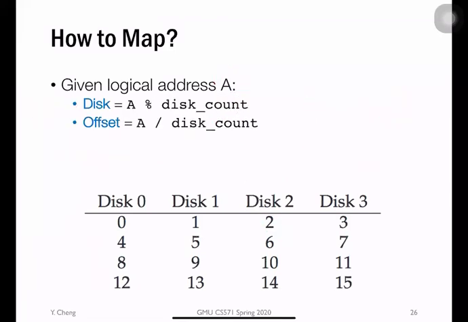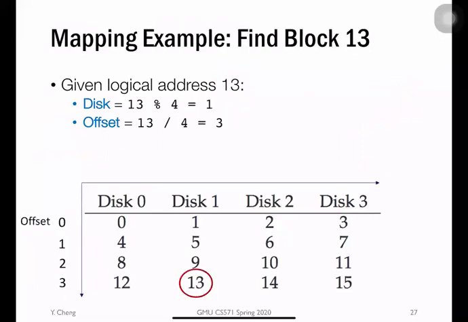As the next example, if you want to calculate which disk logical address 13 belongs to and which offset, the modulo remainder gives you 1. So that means it belongs to disk number 1, which is the second disk. Since it's located over here, you can just eyeball it. You spot it over here, right? In terms of offset, you divide by 4, because we have a total of 4 disks. It gives you 3. So that means it belongs to the 4th stripe, okay?